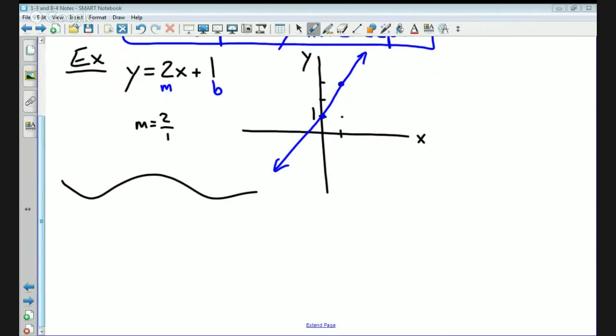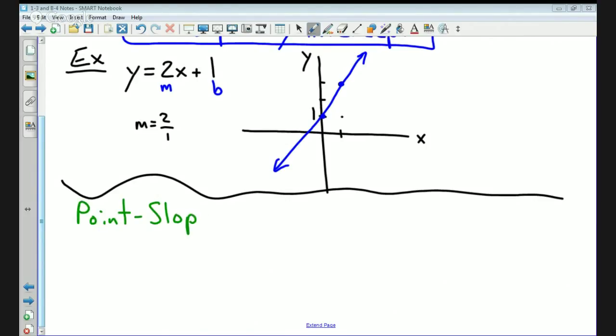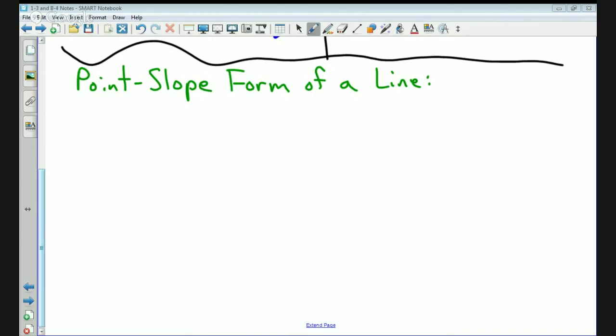The next form we're going to take a look at is point slope. So the point slope form of the line has this basic format where you're going to have y minus y1 equals m times the quantity x minus x1.